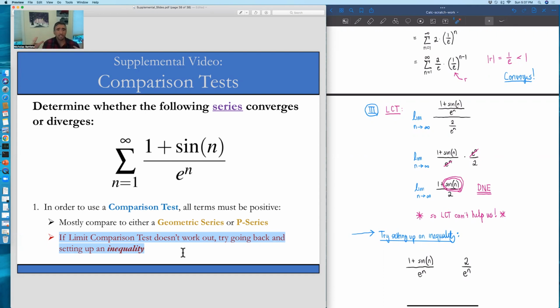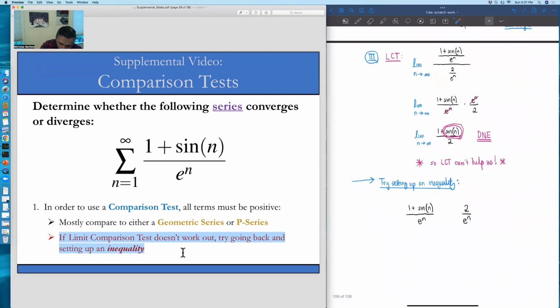Because if we're smaller than a known convergent thing, there's no way for an infinite amount of positive terms to go off to infinity. So again, what we'd like to see from this inequality is that on the left-hand side, each term of our series is always less than or equal to the series that we're comparing to that we know to converge. Okay, so we want to try and show that this inequality is true.